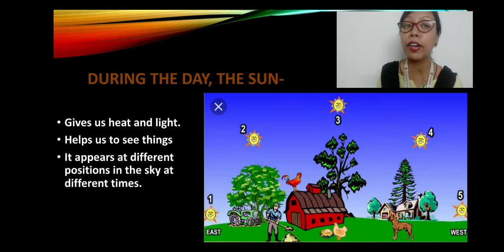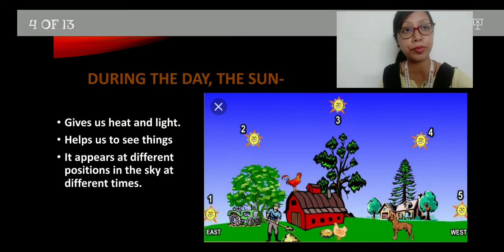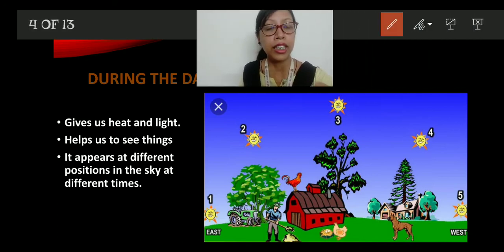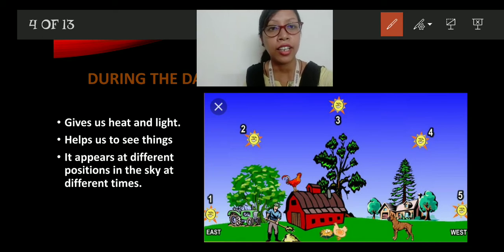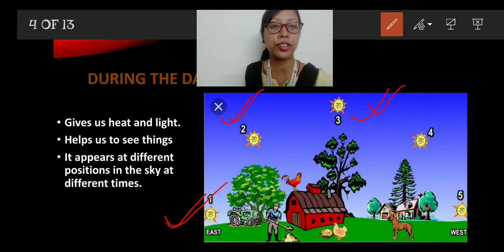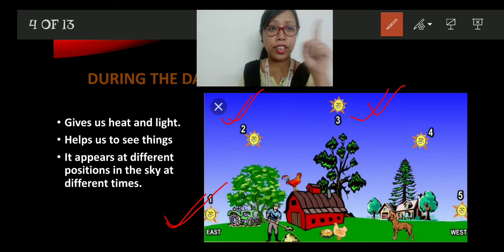Okay. Now, the sun appears at different positions in the sky at different times. If you are looking at the screen, you can see these are the positions of the sun. Here is number 1. The sun rises in the east. Okay, so it is from the east that the sun comes out. Then you can see the second position. Then the third one is the afternoon. That's why it is at the center of the sky, because it is afternoon.